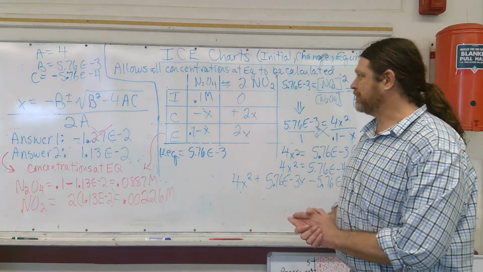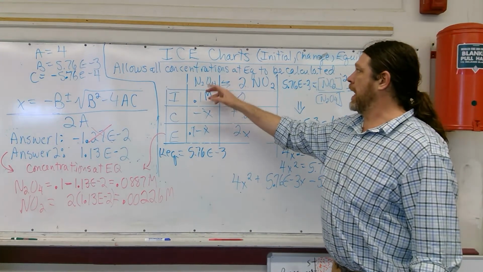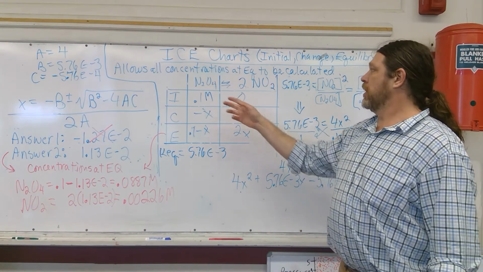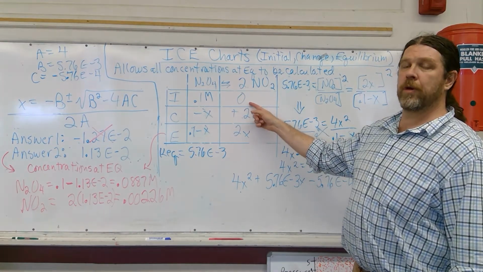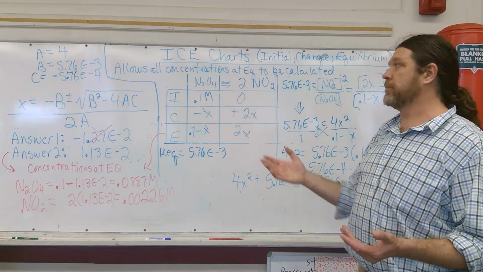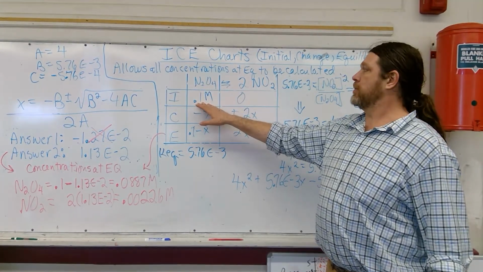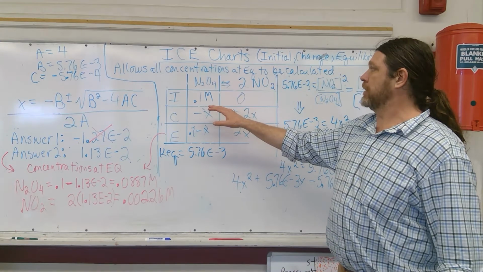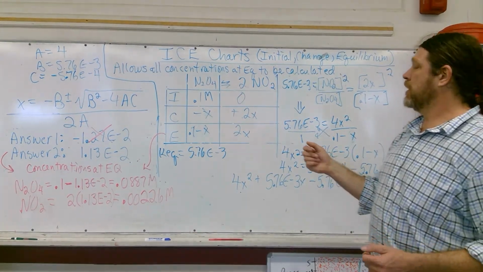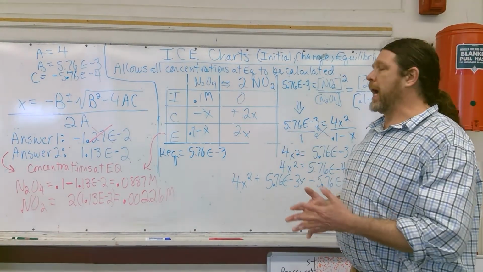So the way that an ICE chart flows is that we start off with I, the initial concentration of our two chemical species. Of course, at this point, the concentration of the product is going to be zero, at least in the cases that we'll be looking at this semester. We'll start off with a given known concentration of our reactant or reactants. In this case, we only have one reactant, dinitrogen tetroxide, and this is a 0.1 molar solution. So we let the reaction begin.